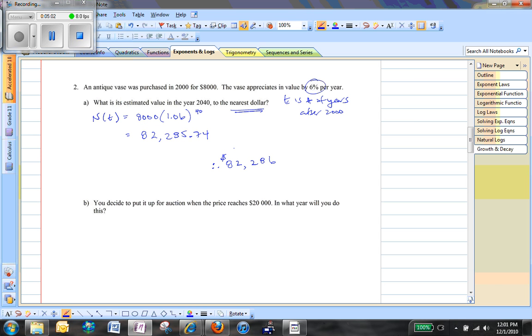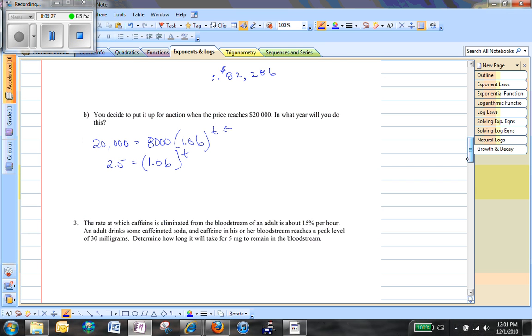It says you decide to put it up for auction when the price reaches $20,000. When will this happen? So I want to get to 20,000 is equal to 8,000 times 1.06 to the t. Again, I'm trying to find t. So I divide by 8,000 and I get 2.5 is equal to 1.06 to the t. What I want is in the exponent. How do I get out of the exponent? Well, I take the log of both sides. So log 2.5 is equal to t log 1.06. So t is equal to log 2.5 divided by log 1.06. I use my handy-dandy calculator and I get 15.7.